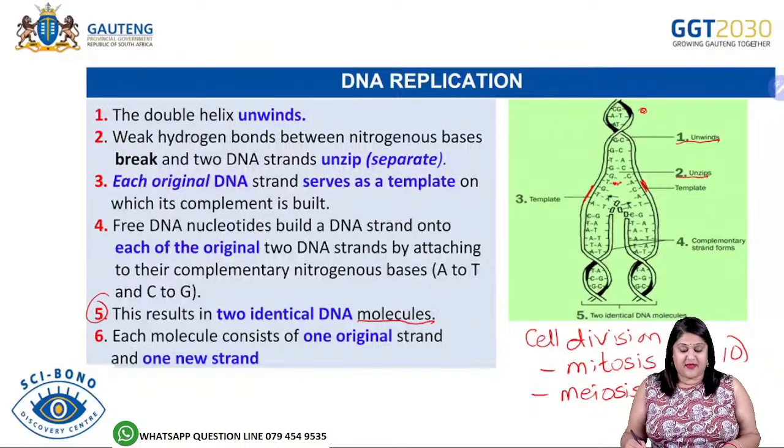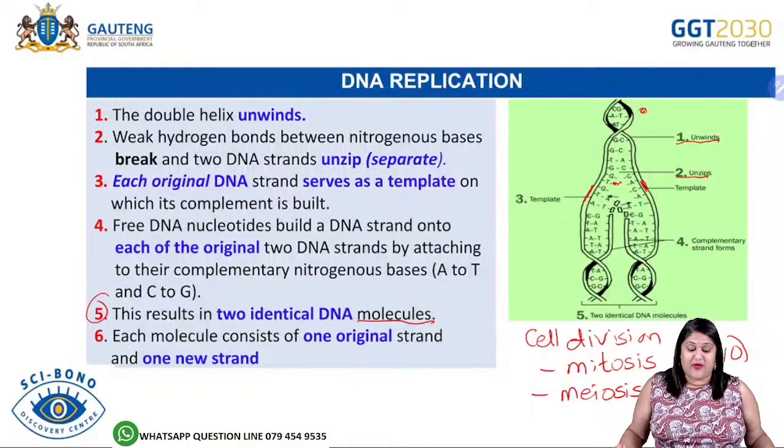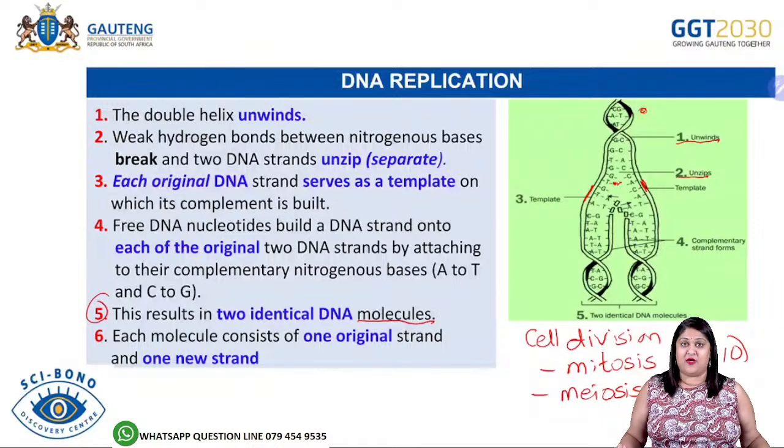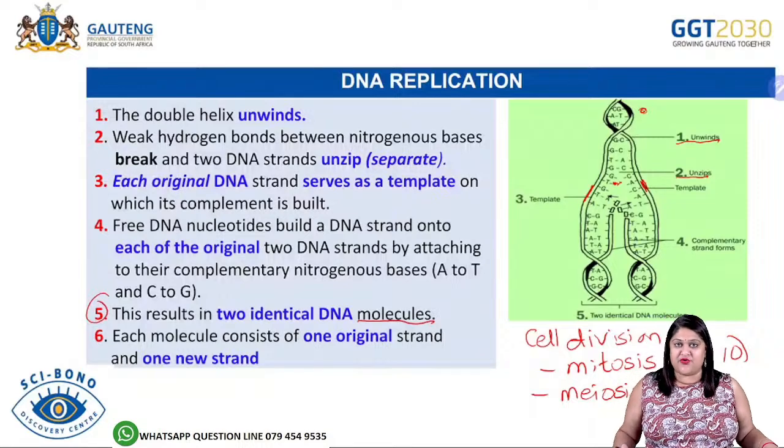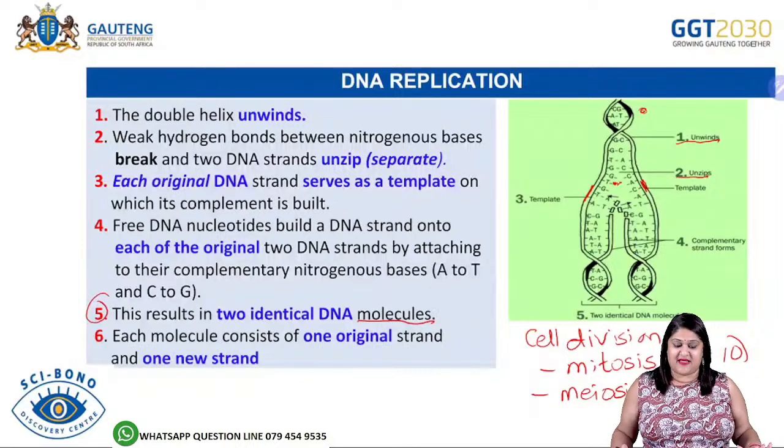Right? Then another point, where does it take place? It takes place in the nucleus of the cell. And when does it take place? It's during interphase of meiosis and mitosis. Very, very important for you to know this. You need to know that it takes place in the nucleus, and you need to know that it takes place during mitosis and meiosis.